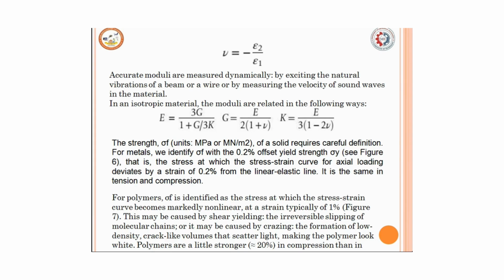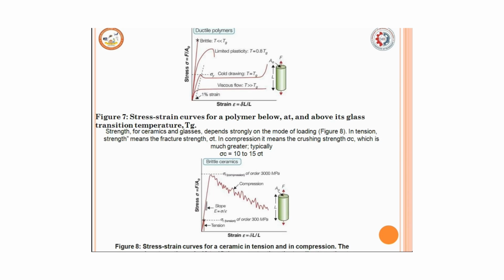So accurate modulus can be measured by using the Poisson's ratio, that is the strain in one direction divided by strain in another direction. For isotropic material, we can calculate the Young's modulus, bulk modulus, and the shear modulus by the equations shown here. By this you'll be able to know the strength of the material. Like this we can extend to different materials.